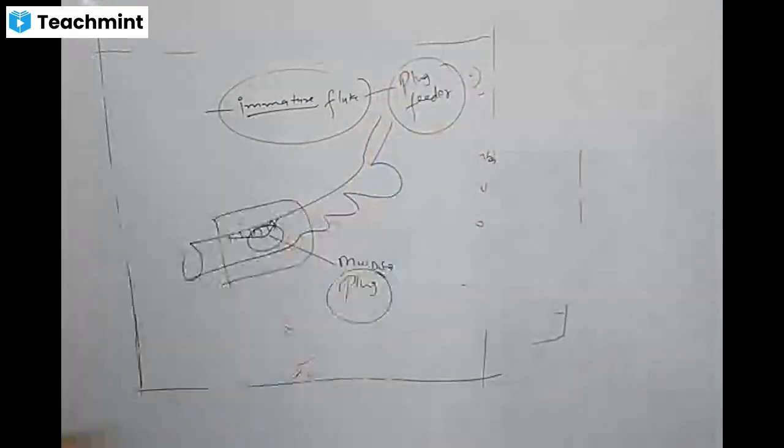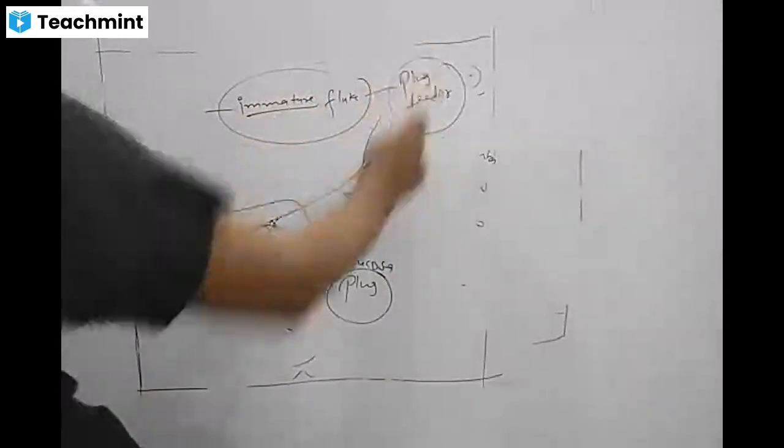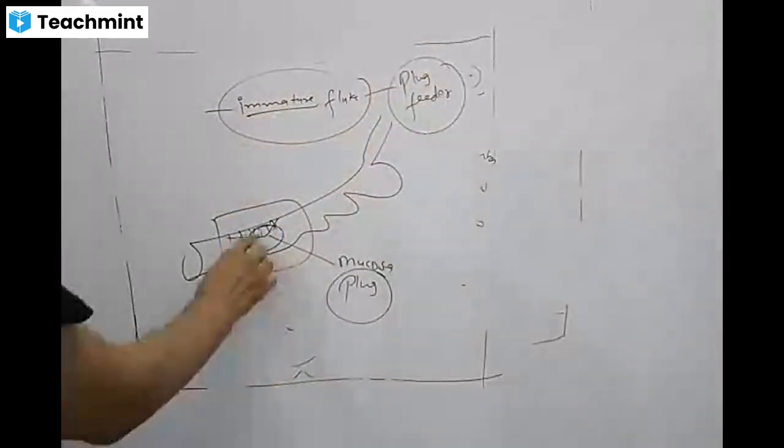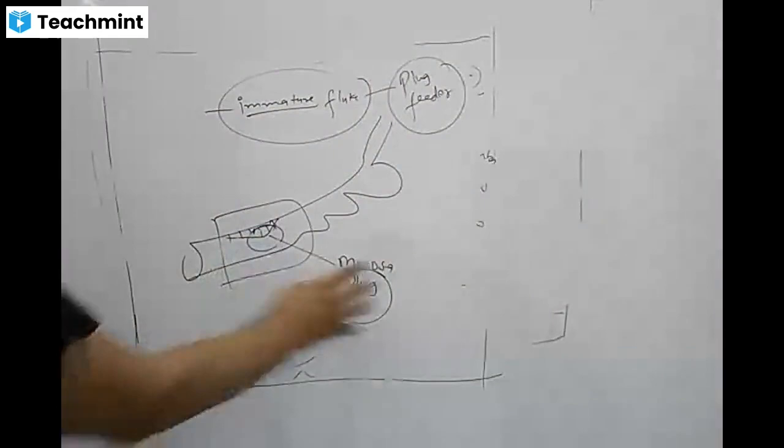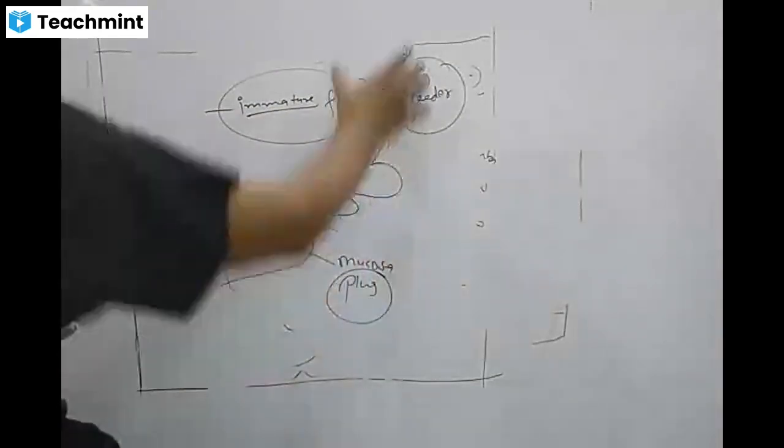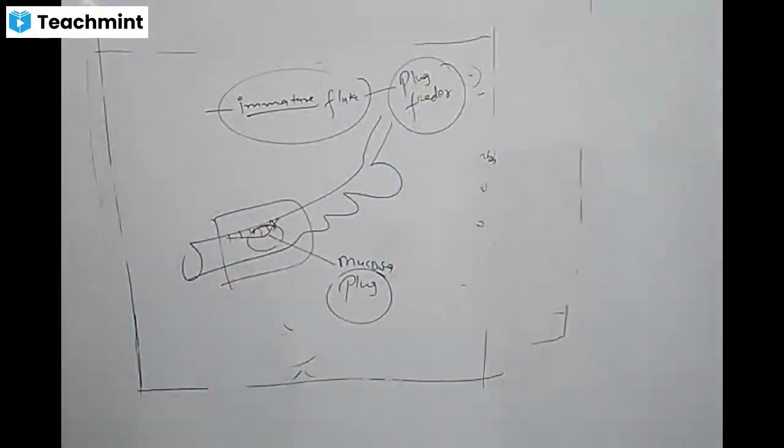This was an MCQ in ICAR 2070. Which of the flukes is known as plug feeder? So immature flukes are known as plug feeders. They eat the intestinal mucosa in the form of a plug, that is plug feeder.